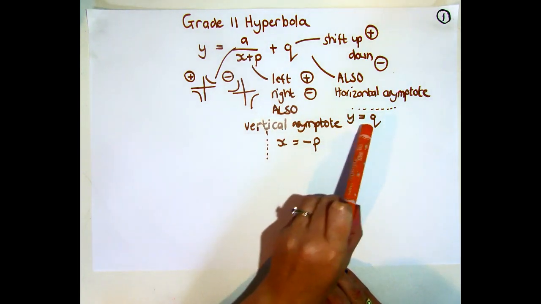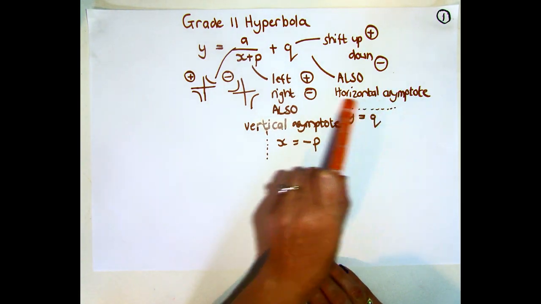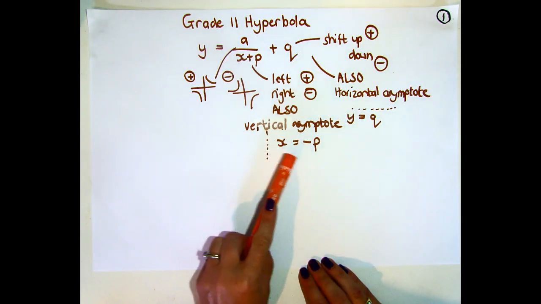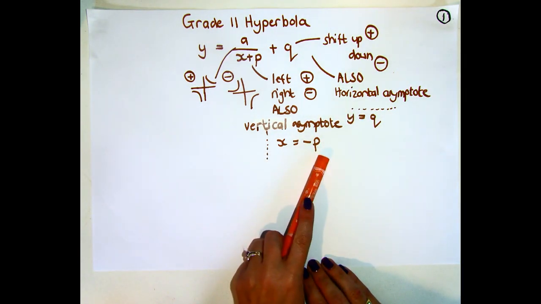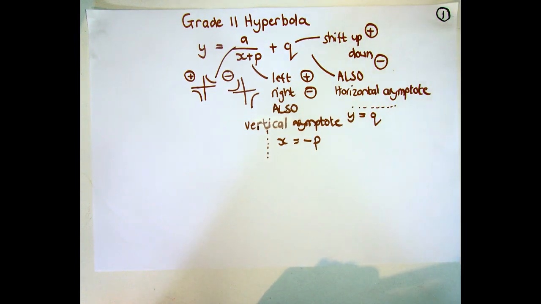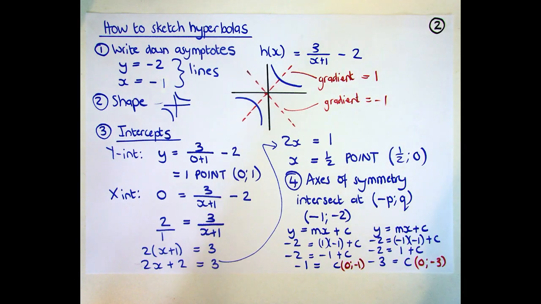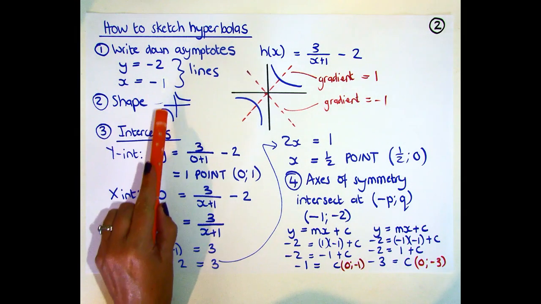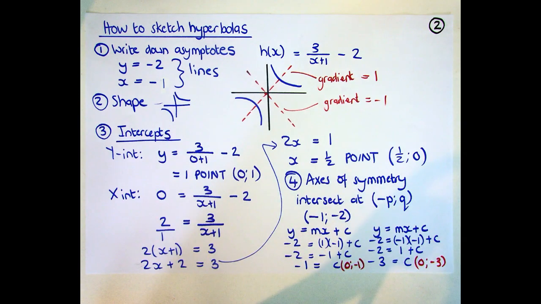We have the line y equals q for the horizontal asymptote, and we have the line x equals negative p for the vertical asymptote. When you're sketching hyperbolas, start with the asymptotes. You can read those straight off the formula. Make sure that you have a little sketch of the shape so that you know more or less what it's supposed to look like.